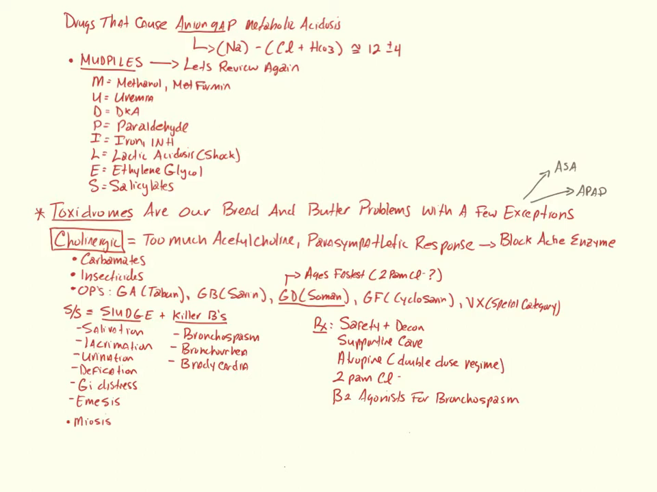How do patients that have cholinergic toxidromes look? Remember SLUDGE and the killer bees. Okay, so if you have too much acetylcholine, you've got salivation, lacrimation, urination, defecation, GI distress, emesis, and then this little guy here I threw all by itself, miosis. What's miosis? That, spelled this way, is pupil constriction. Yeah, pupillary constriction. Good. And mydriasis is pupil dilation, however you want to pronounce that. So you've got SLUDGE and your killer bees, bronchospasm, bronchorrhea, and bradycardia. You guys okay with that? All right.